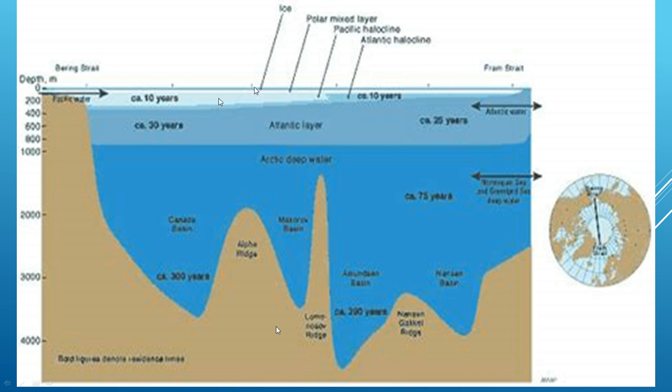The Pacific halocline, because the Pacific Ocean generally is less saline than the Atlantic Ocean, which is more saline, the density is going to be slightly less. So the Pacific halocline will ride over the top of the Atlantic halocline. In fact, you can see the signature going right this way. This is the Pacific halocline.